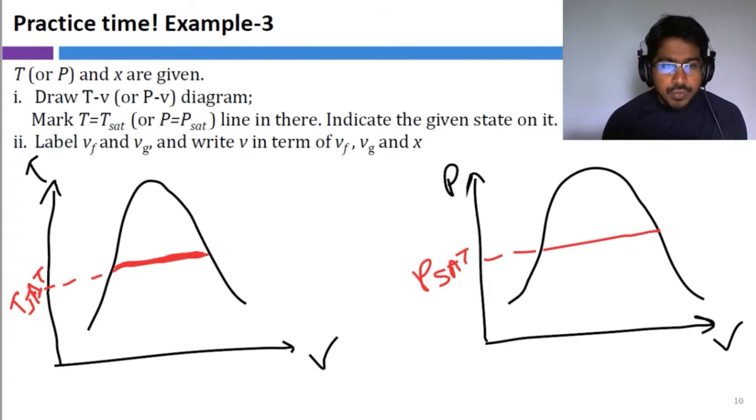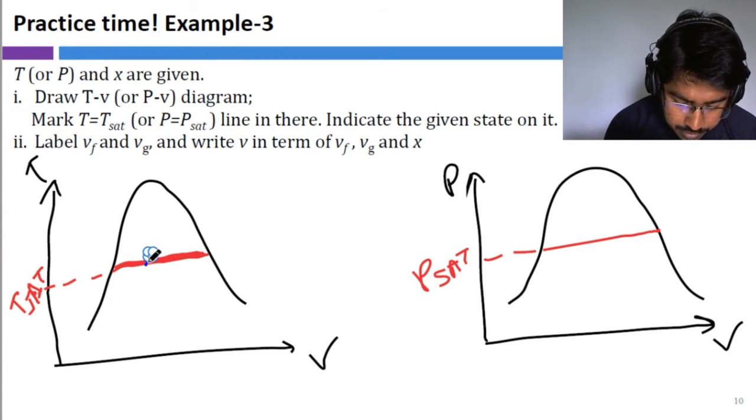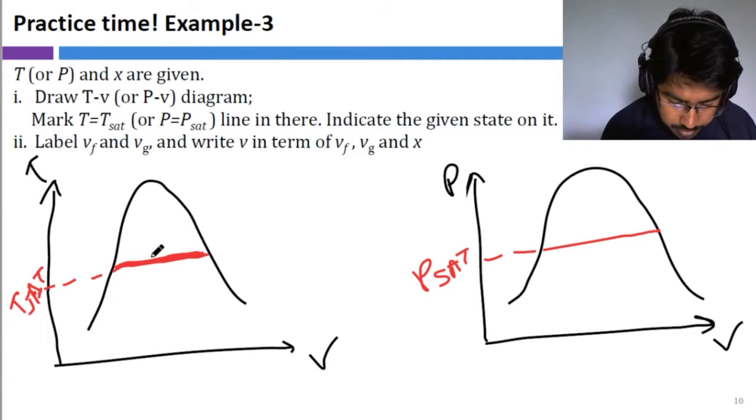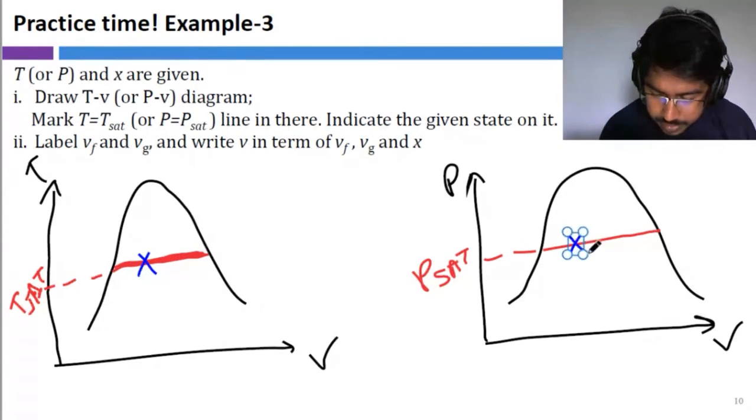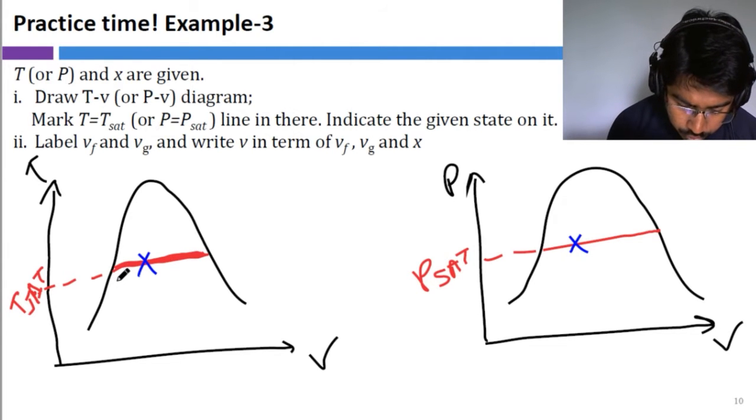Perfect. So now when we know that it's two phase, we know that it's inside the dome, right? So somewhere here we can mark the same thing, somewhere there. Anybody have confusions about how we pick the point? I believe we are all good.